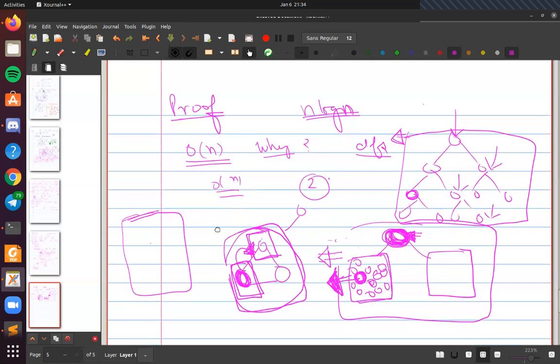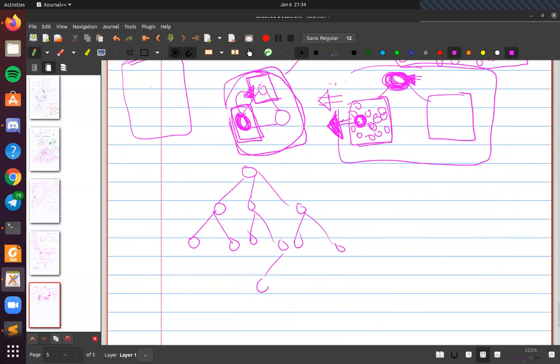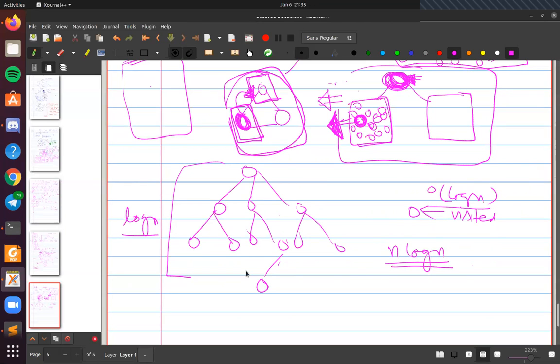So the number of ancestors will be the count of the number of times this node has been visited, and by the property of centroidity that its height is log n, the number of ancestors is also at most log n. So this node is visited log n times. So the total complexity will be n log n. Is it clear? Why n log n?